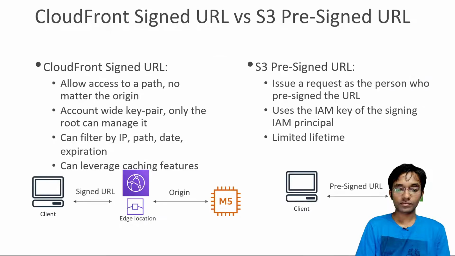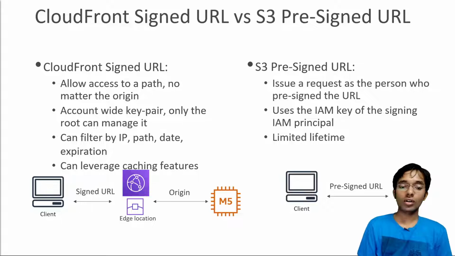So the question you may be asking yourself is, what is the difference between a CloudFront signed URL and an S3 pre-signed URL? First of all, CloudFront signed URLs give you access to a path, no matter what the origin is. An S3 pre-signed URL is only for S3, as you will be able to see. This is the S3 bucket here, it has been hidden by my view. But a CloudFront signed URL could be for anything as an origin. In the previous example, I have S3, but it could well be an HTTP server running on EC2, your application load balancer, or even on-premise.